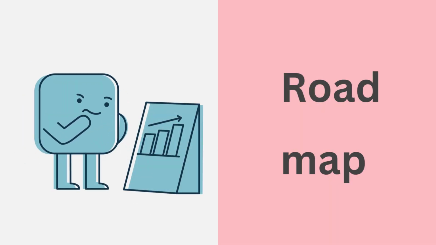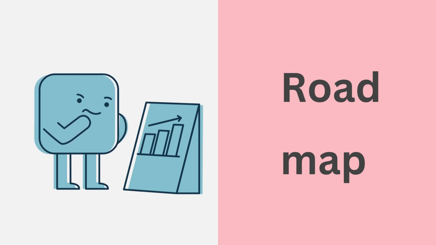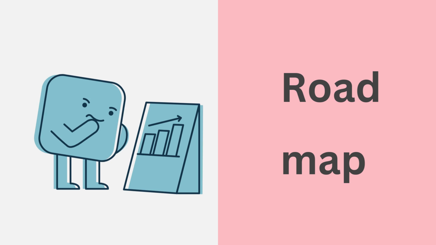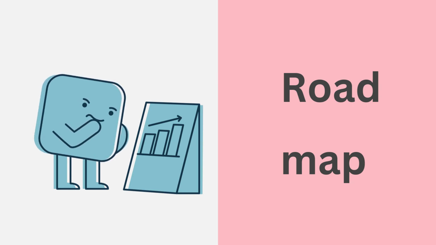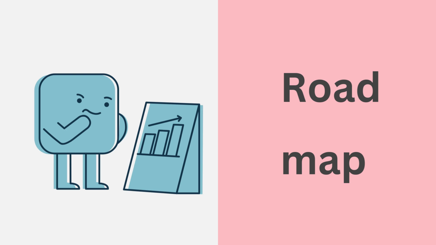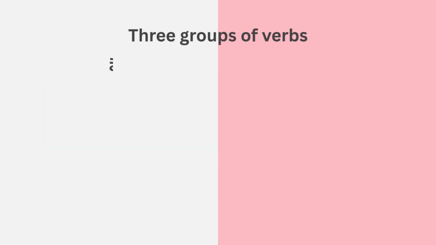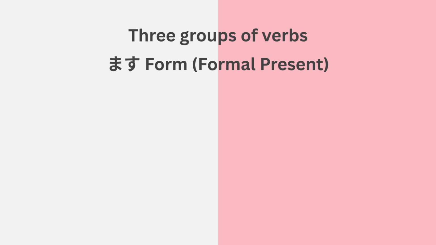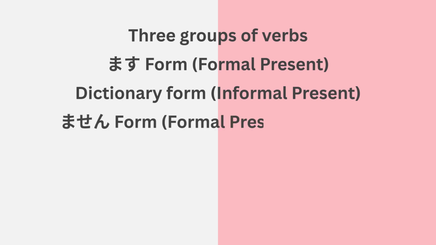Before we hop into each verb form, let's get a clear idea of the verb forms and how they work. First things first, for me, I always need a list of contents before I start studying, just like a roadmap. So here's the contents of this video series. Three groups of verbs. Masu form. It is the formal present tense. Dictionary form. It is the informal present tense.